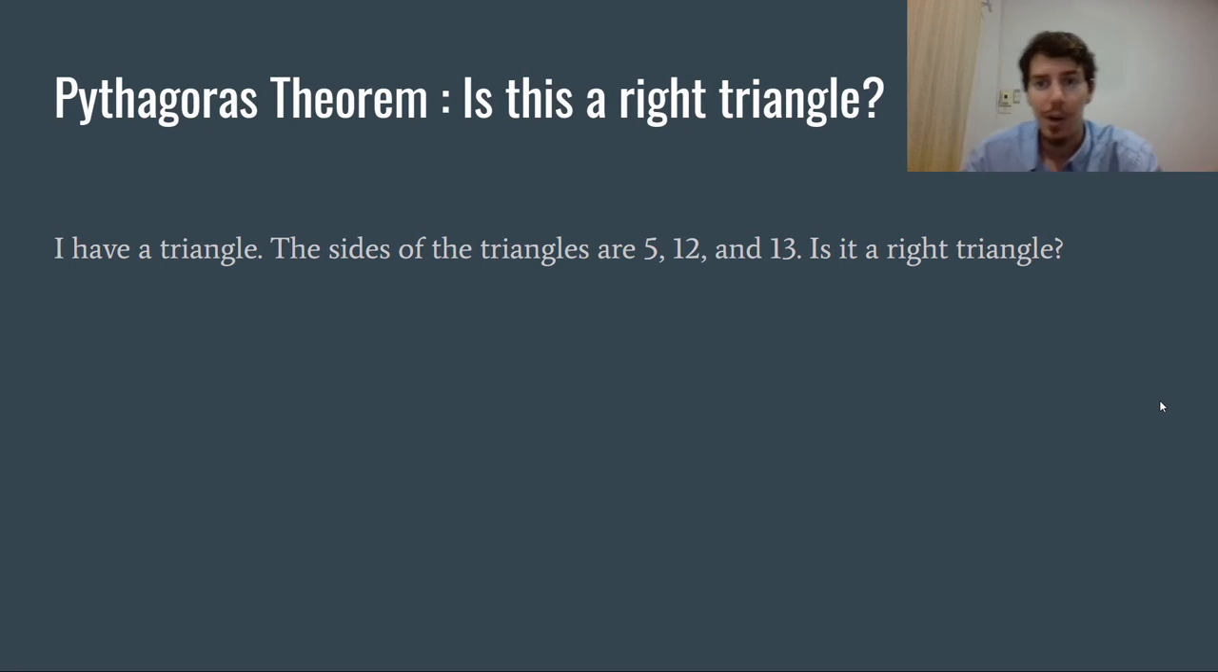Alright guys, so this one is an exercise that I really like. I read it for you. I have a triangle, and I know that the sides of my triangle are 5, 12, and 13. And I'm asking you, do you think it is a right triangle? Now, I don't want to know one side of the triangle. I know all the sides already, and I want to know if this is a right triangle. How do you think we do that?